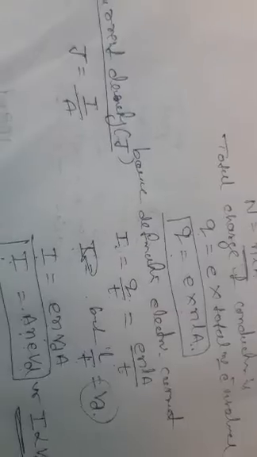What is the definition of current density? Current density is a vector quantity, while current is a scalar quantity. Current density is defined as the electric current acting per unit area. The current acting on a unit area is called current density. That is, J is equal to I by A, where I is the electric current and A is the area of the conductor.